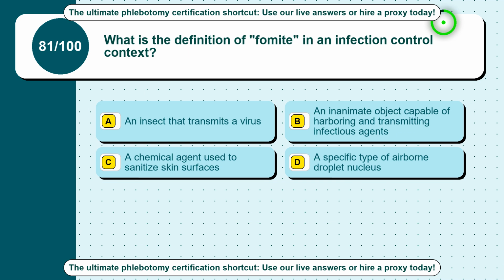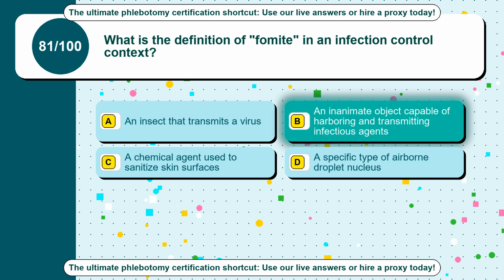Question 81. What is the definition of fomite in an infection control context? Option A, an insect that transmits a virus. Option B, an inanimate object capable of harboring and transmitting infectious agents. Option C, a chemical agent used to sanitize skin surfaces. Option D, a specific type of airborne droplet nucleus. The correct answer is option B, an inanimate object capable of harboring and transmitting infectious agents.